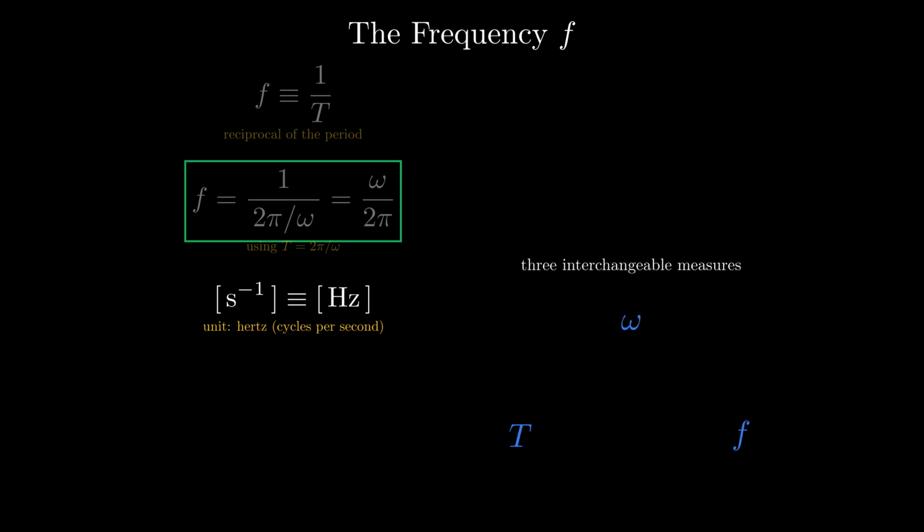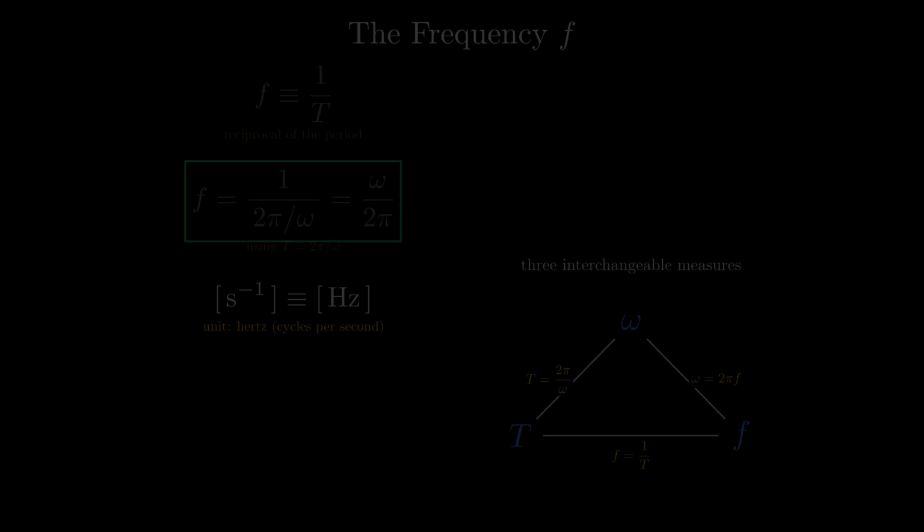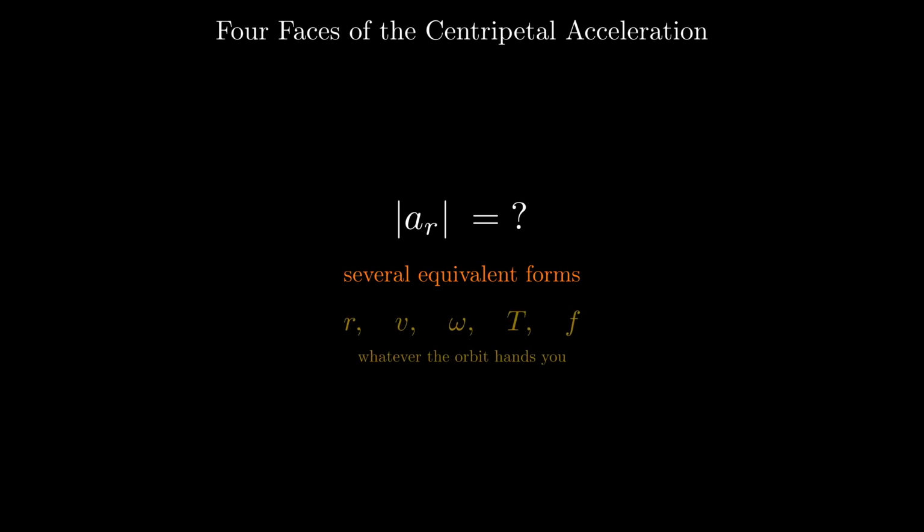So we now have 3 interchangeable descriptions of how fast the object goes around: the angular speed ω, the period T, and the frequency f. Know any one, and you know the others. Now the centerpiece. The magnitude of the radial or centripetal acceleration can be written in several equivalent forms, and which one you reach for depends on what you know about the orbit. They are all equal because the speed and the angular speed are tied together by v equals rω.